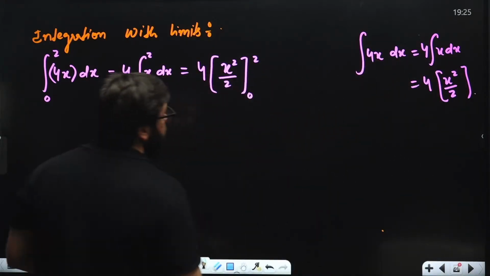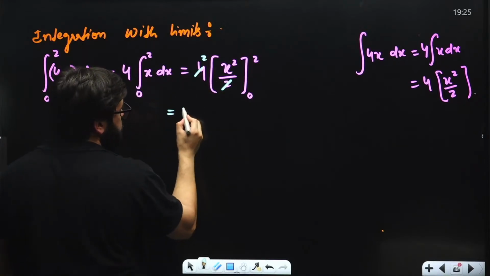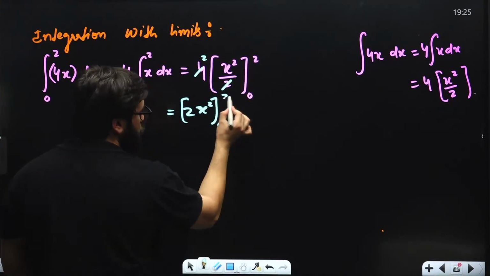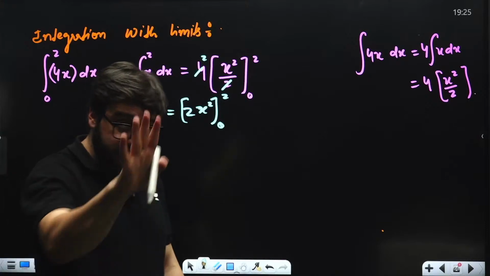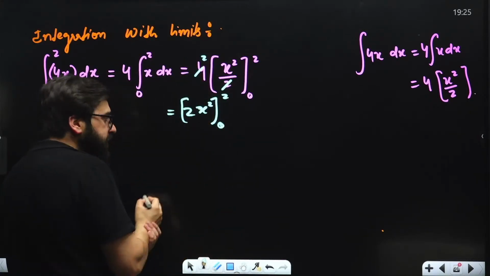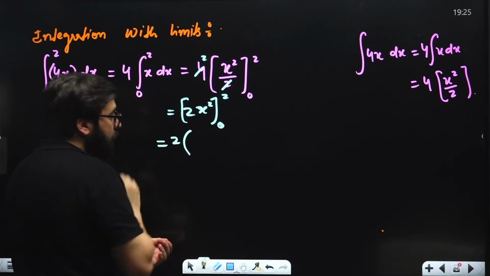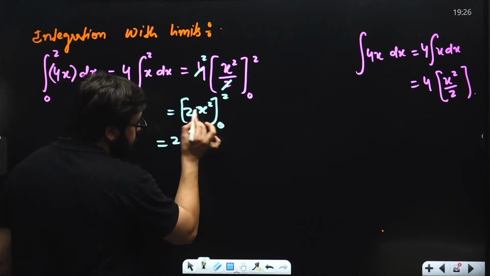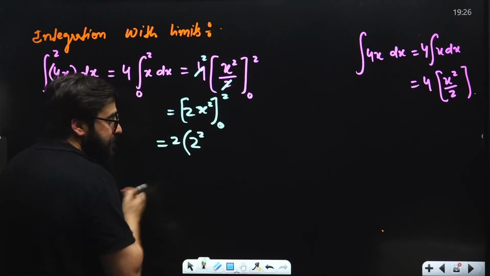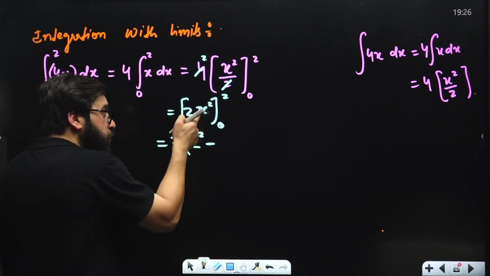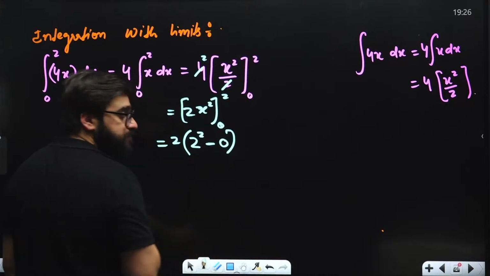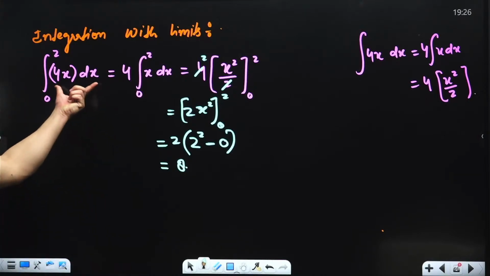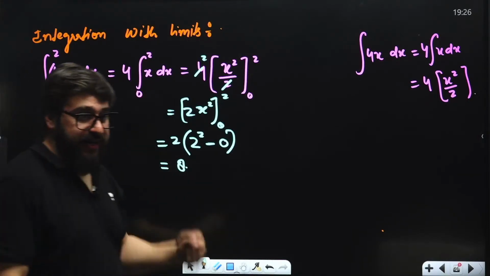Now guys, understand one thing. 2 1s are 2, 2 2s are 4, so this will be 2x square, and the limits are from 0 to 2. Now what do we have to do with the limits? First you put the upper limit. Take this 2 out. In this x, you first put the upper limit, that is 2. Instead of x you put 2, and here it is square, so 2 square, minus then you put the lower limit, that is 0. So 2 square is 4, 4 into 2 is 8. So the value of this integration is 8.